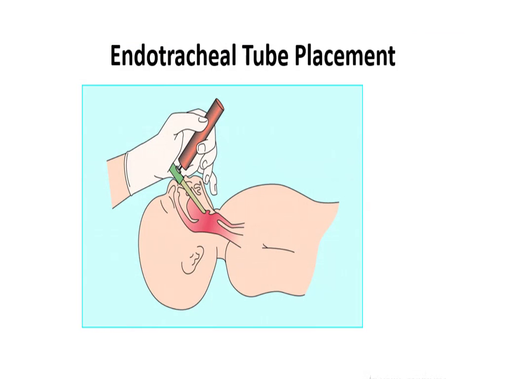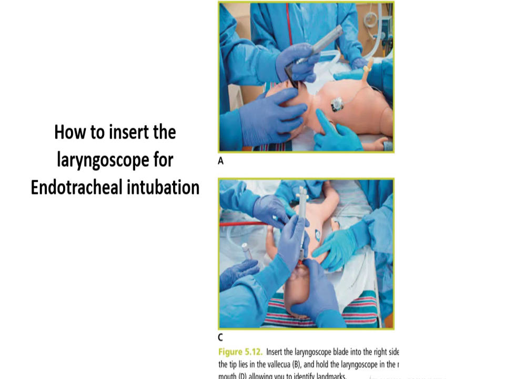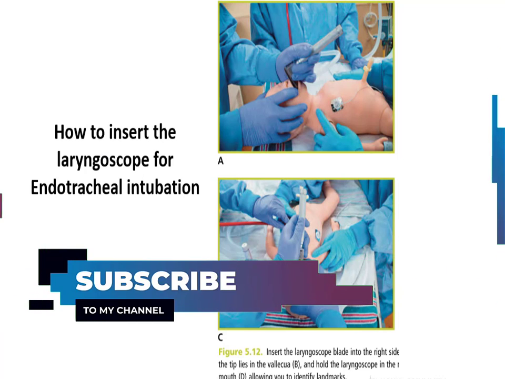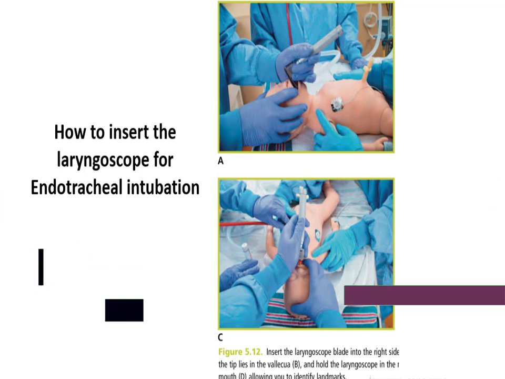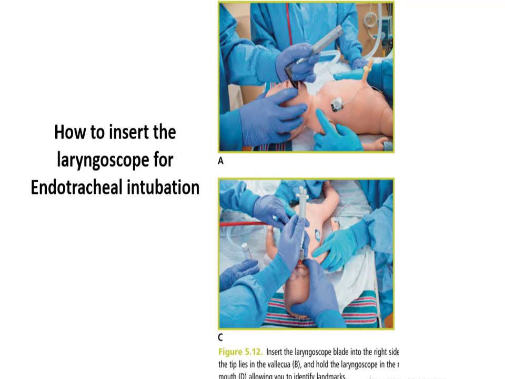And this is how the endotracheal tube is placed. How to insert the endotracheal tube for intubation. You hold the laryngoscope handle in the left hand, and you try to do suctioning, and then you introduce the appropriate size endotracheal tube with your right hand.